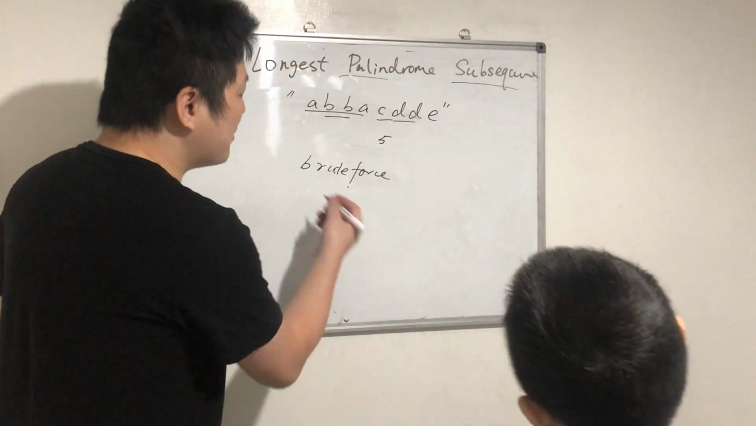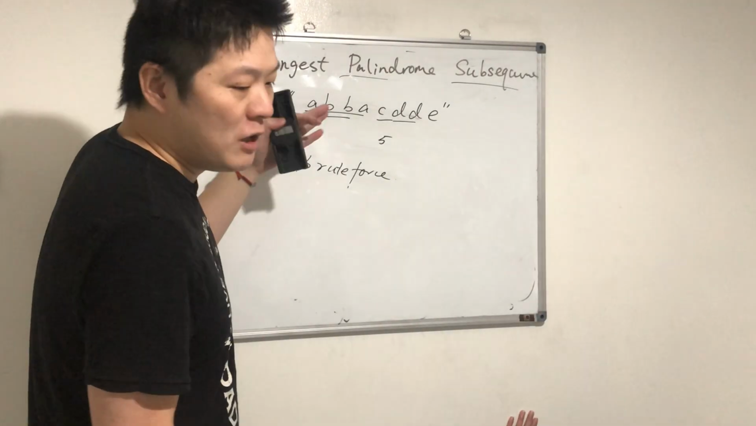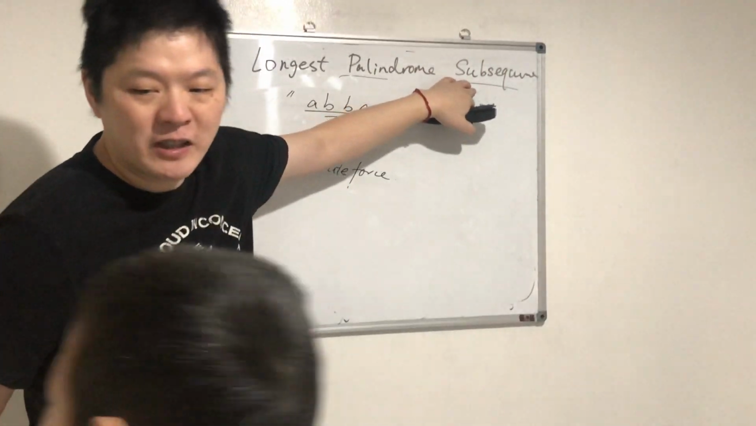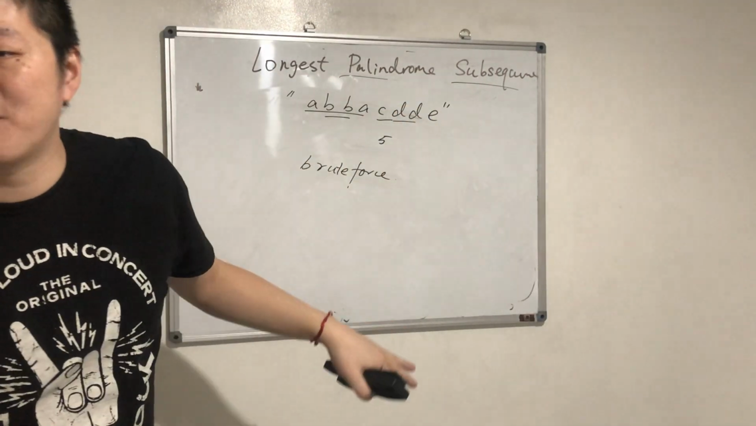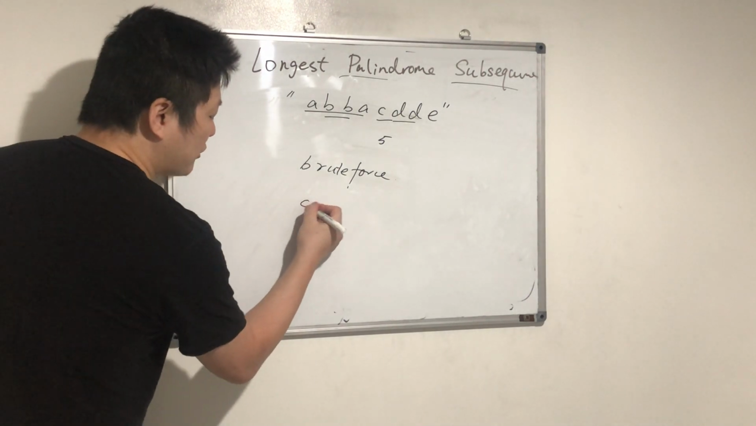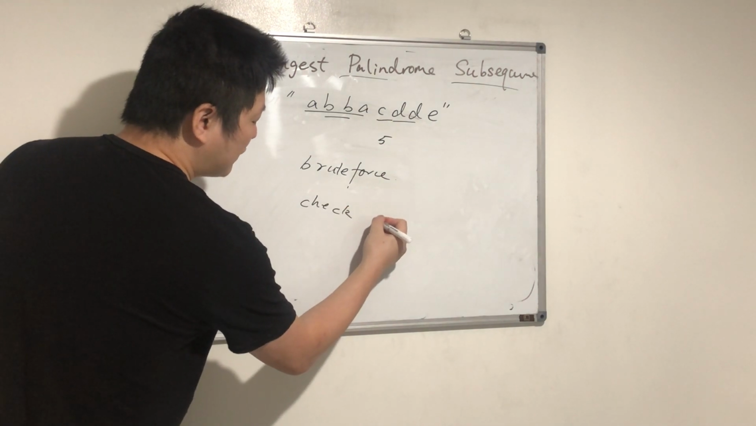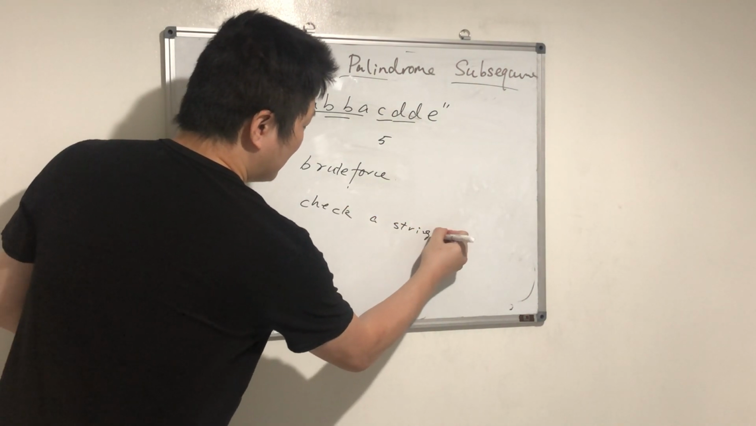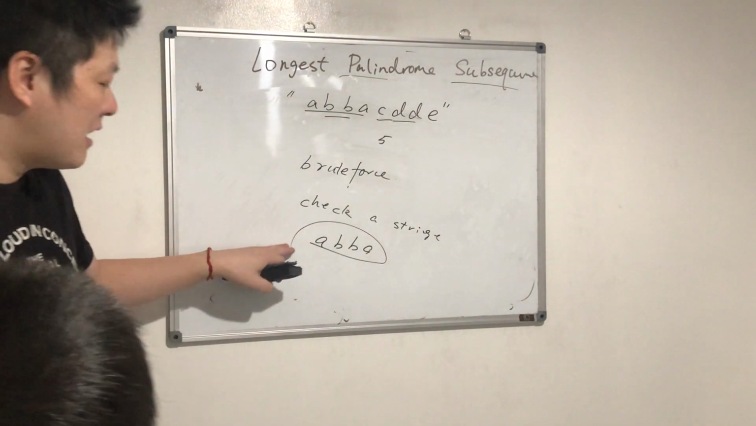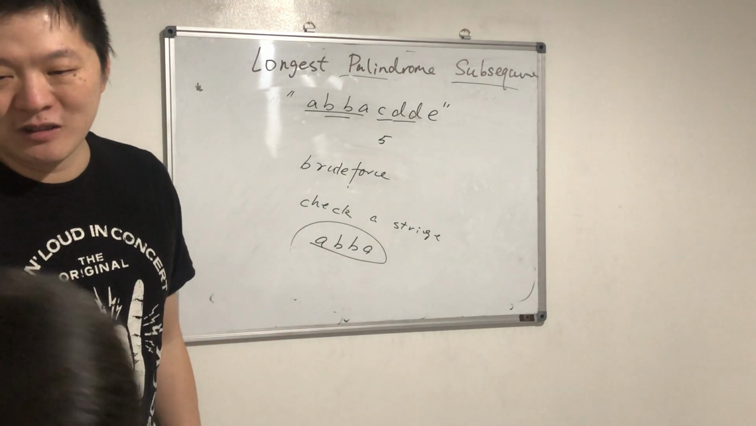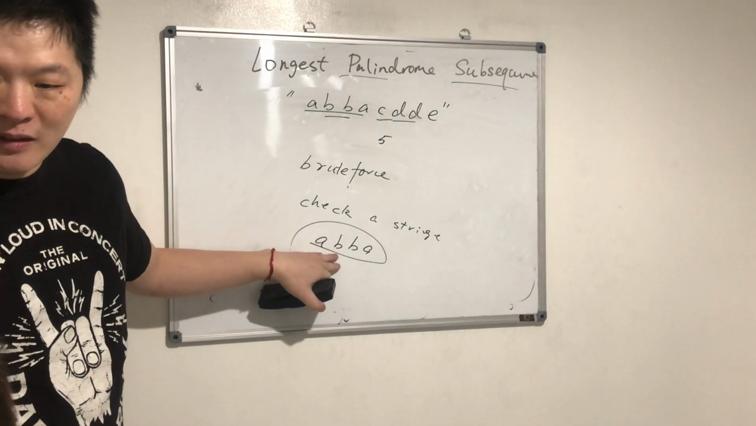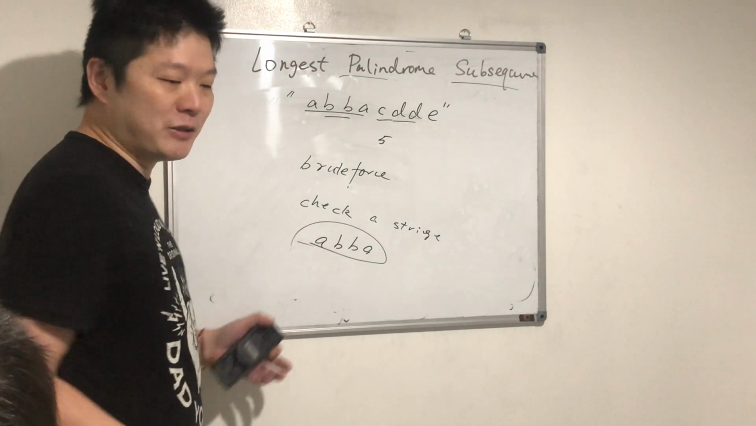So basically, if we know how to find all the subsequences, and then we check if each subsequence is a palindrome, right? So checking a string if it's a palindrome, what's the complexity? If I give you a string B, B, A, I want you to tell me if it's a palindrome. Do you still remember how we check it? This is really easy. Given a string, how do we tell if it's a palindrome?